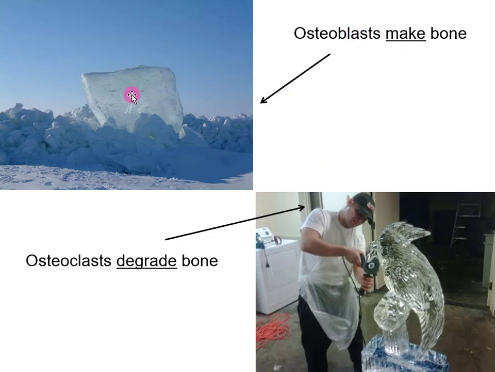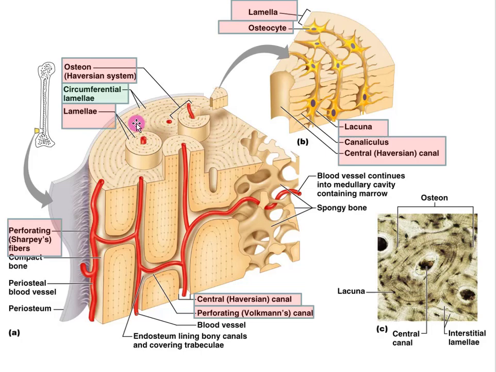So osteoblasts will make this big chunk of ice, and osteoclasts degrade it to make its beautiful form. If you go back here, we talked about this before. How are all these osteons formed? How is this spongy structure formed, these circumferential lamella? To a certain extent, osteoblasts will lay things down, but they're not super precise. They lay down a whole bunch of stuff, and then the osteoclast needs to come in.